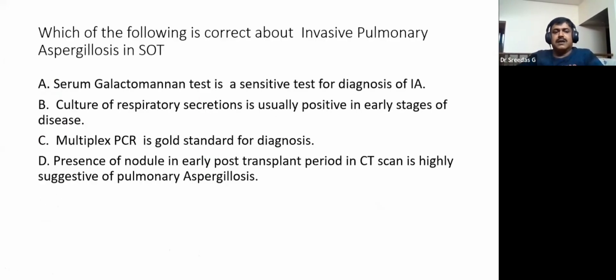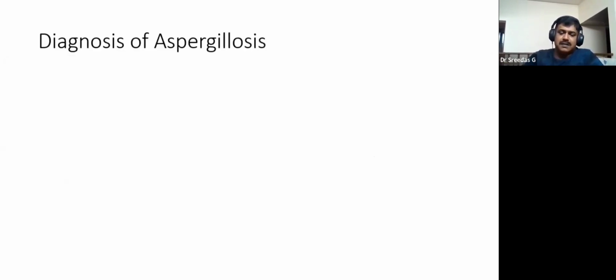So, before I end the topic, I'll go back to the question: which one of the following is correct about invasive pulmonary aspergillosis? Serum galactomannan test is a sensitive test for diagnosis of invasive aspergillosis. Culture of respiratory secretion is usually positive in early stages of the disease. Multiplex PCR is the gold standard for diagnosis. And presence of a nodule in early post-transplant period in CT is highly suggestive of aspergillosis.